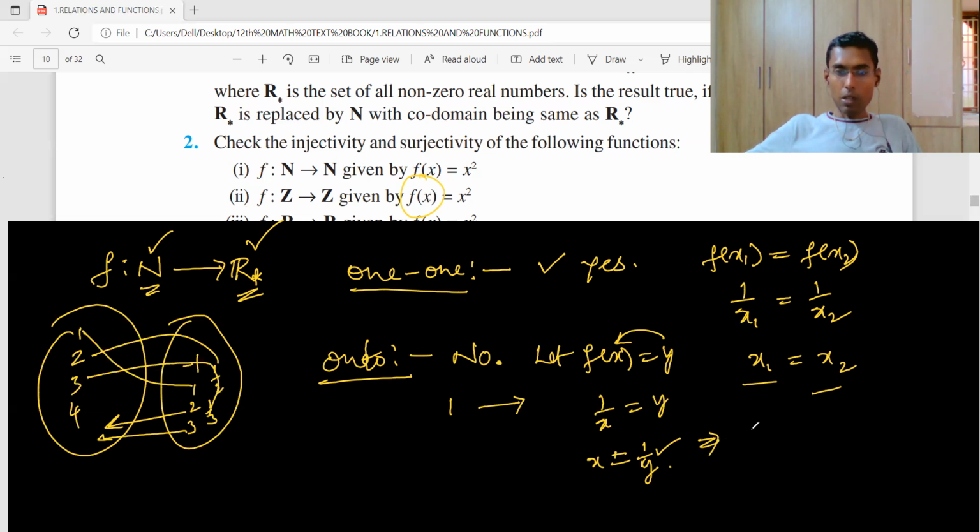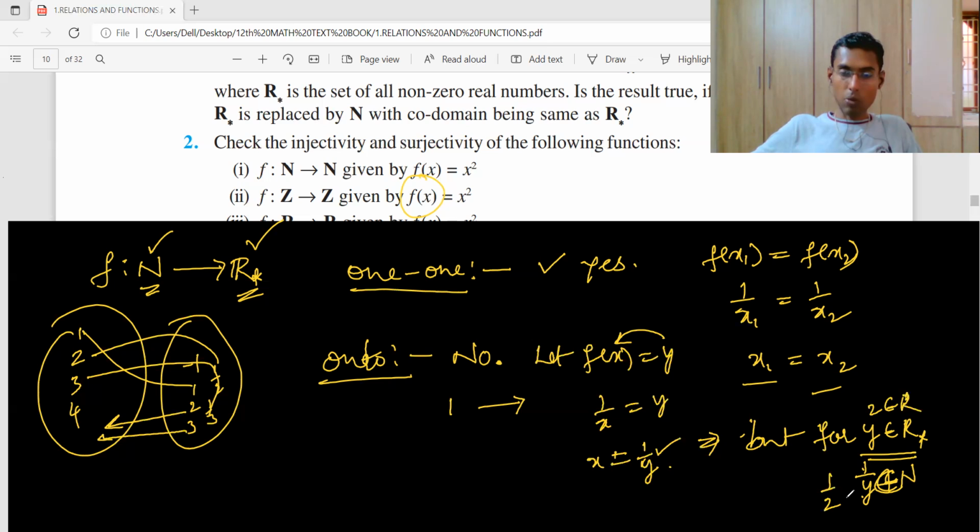The problem here is, for y belongs to R star, 1 by y does not belong to N. Yes or no? If you take y from R star, its pre-image is 1 by y. For 2, the pre-image is 1 by 2, which does not belong to N. It does not exist in natural numbers. So that pre-image is not there, and it's not onto.